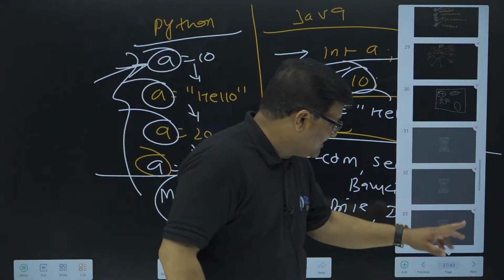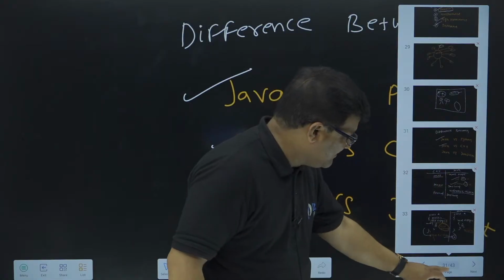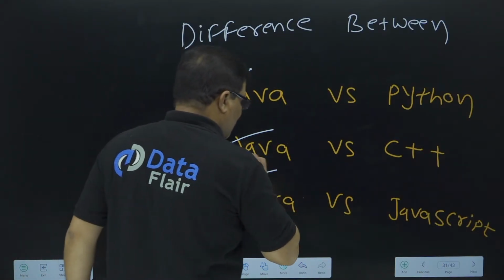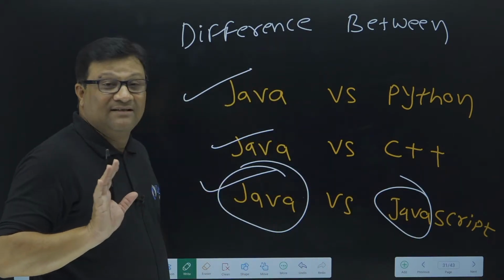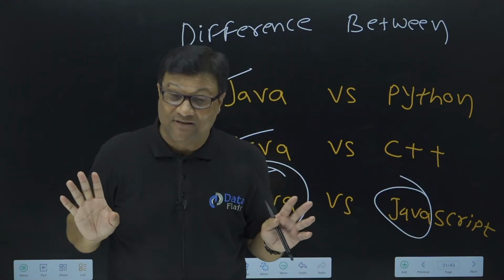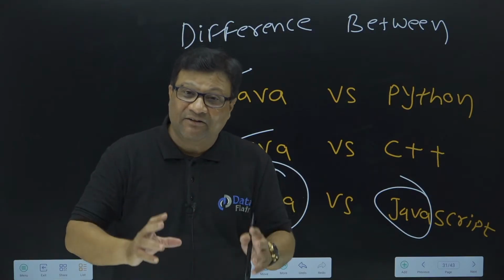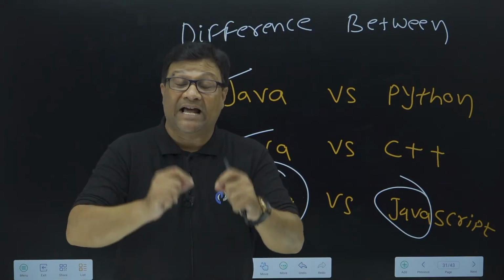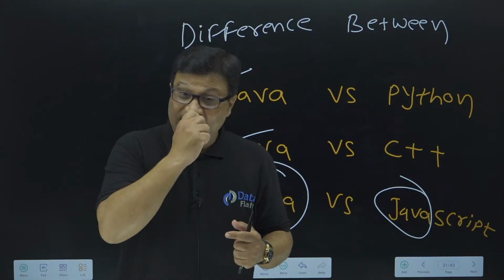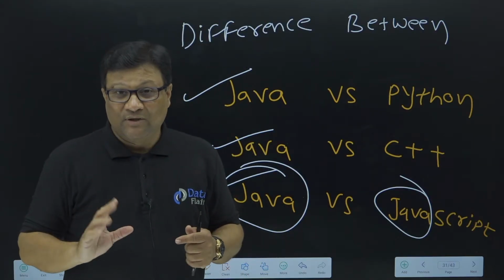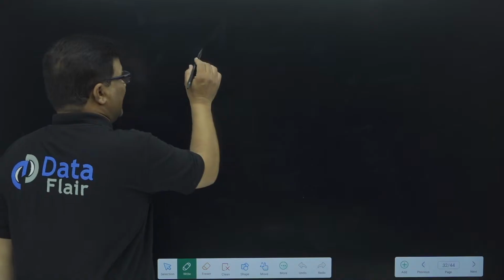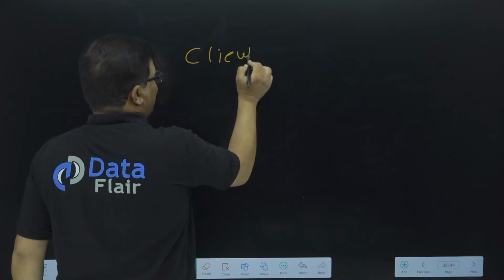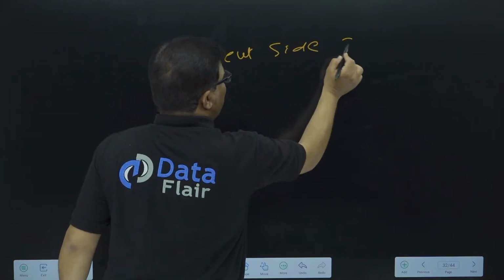One more difference is there, but let me not take much time on it: Java and JavaScript. See, there is a similarity of name only. Both are different technologies. JavaScript is a language which we use to make an application dynamic with HTML. Only the name is similar. When JavaScript came to the market, it was called a client-side scripting language.